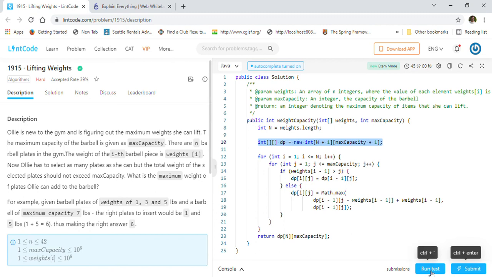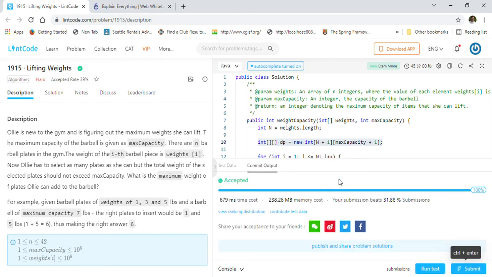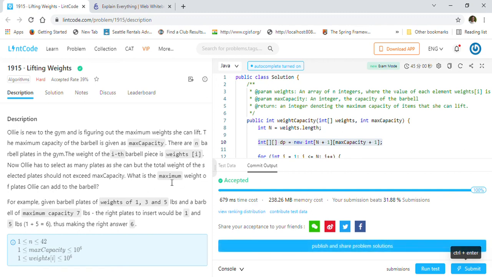Also, we have already run our test successfully, so we will now submit this solution. As you can see, our solution got accepted by LeetCode. Thanks for watching this video.